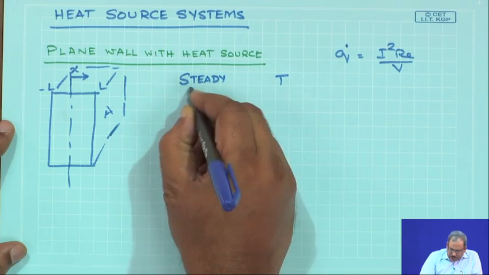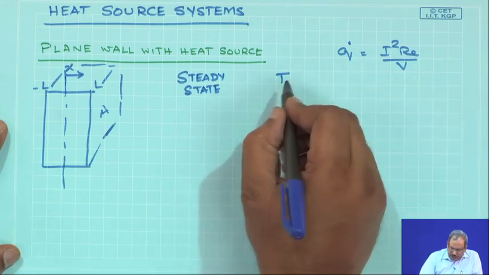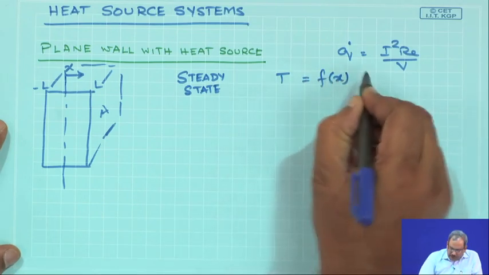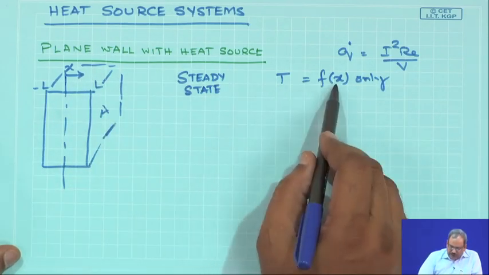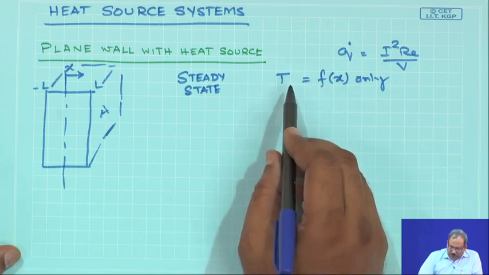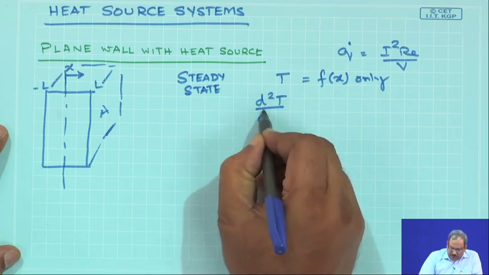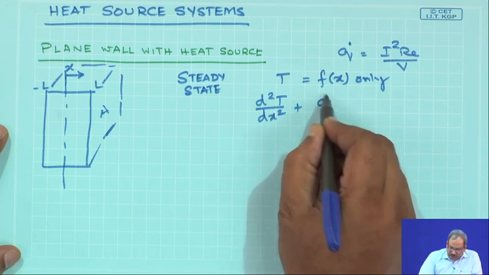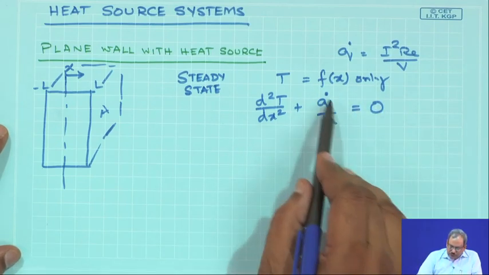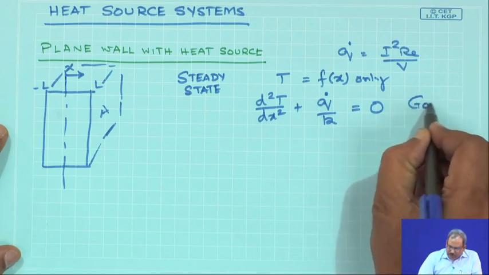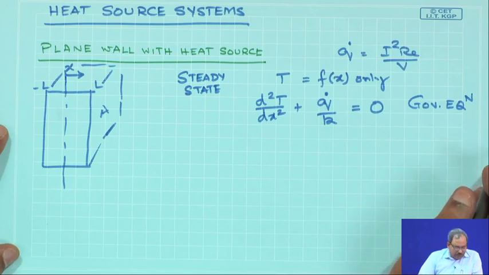We would analyze this only for steady state, and if it is steady state, the entire right hand side of the equation would be 0, and T is a function of x only. So, T is not a function of y or of z. So, T is a function of x only. So, if that is the case, then the heat diffusion equation would simply be simplified as d2T dx square plus q dot by k, and since it is steady state, it is going to be equal to 0. So, this would be my governing equation, which would have to be solved with the help of appropriate boundary conditions.